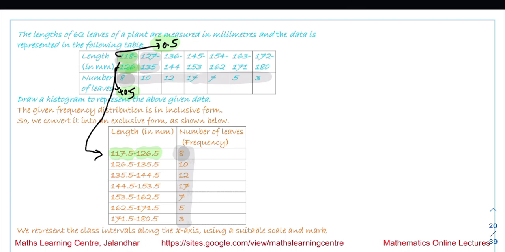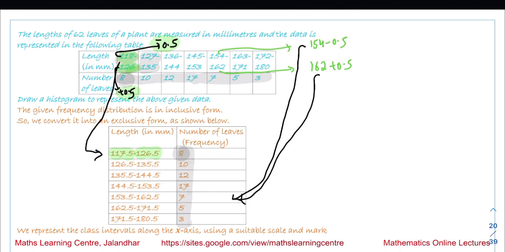And how are these changing? Suppose I am talking about this: it is 154 minus 0.5 and 162 plus 0.5. So what we get is 154 minus 0.5 is 153.5, and this is 162.5, and the corresponding frequency we have is 7 over here.